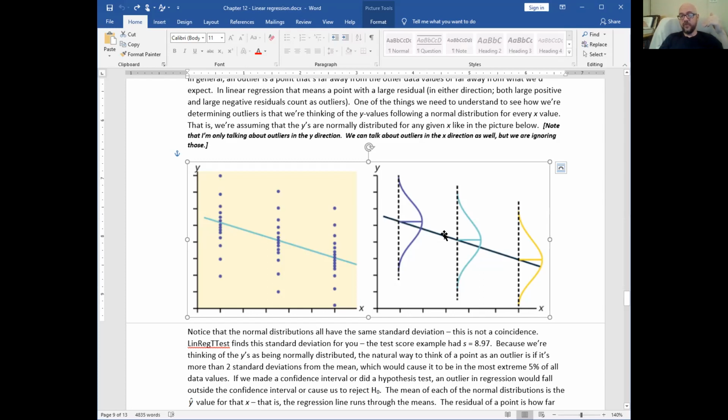Right? So the line is what the mean is for each of the distributions. And so if something is more than 2s away from this line, that's where we're going to consider it to be an outlier. So let's go look at that. Let's go back to the calculator.